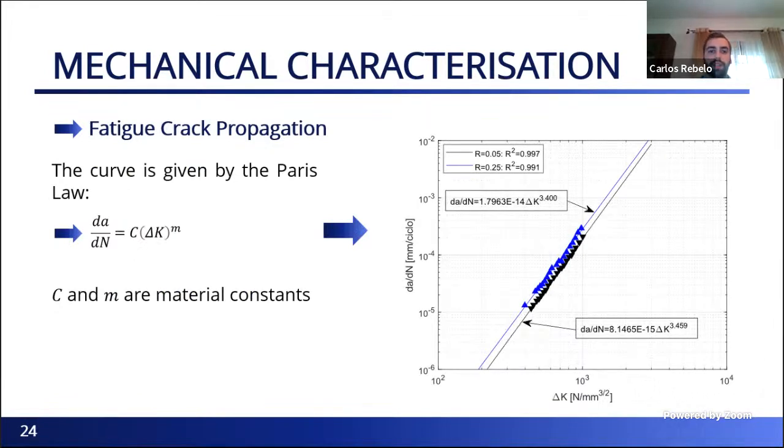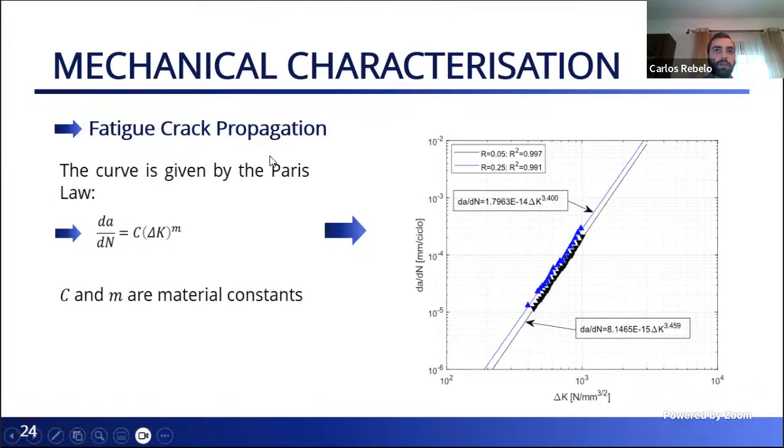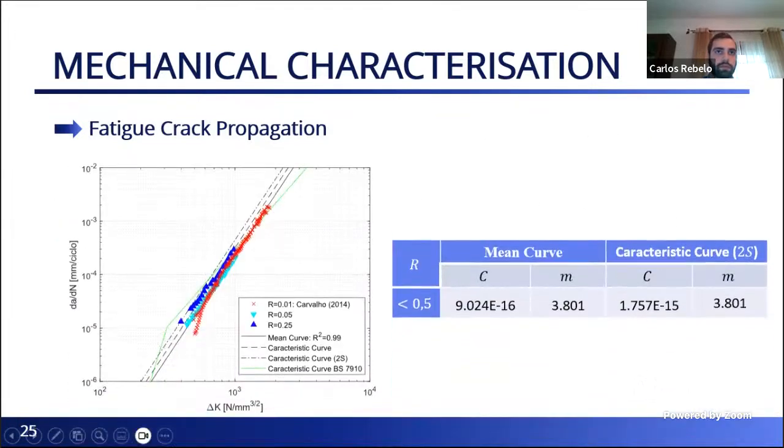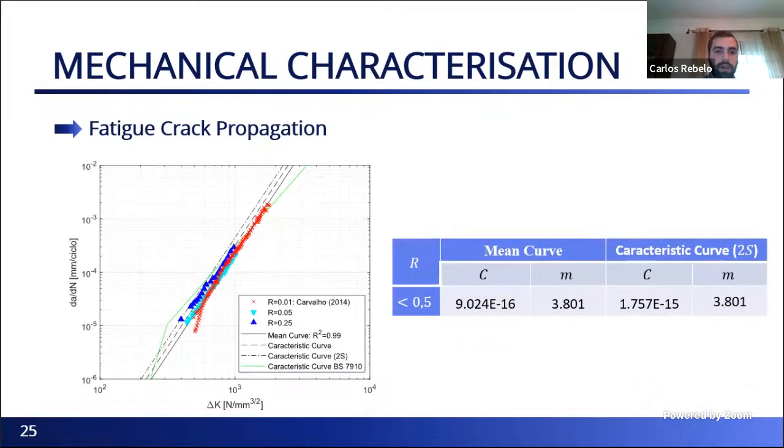Considering a bilogarithmic scale, a linear regression was fitted. The regression is given by Paris's law according to the equation presented here. C and m correspond to material constants obtained by fitting the linear regression to the data. This graph shows the experimental data obtained and the data obtained by Carvalho for a stress ratio of 0.01. The mean curve was determined for the 3 tests and characteristic curve was determined.